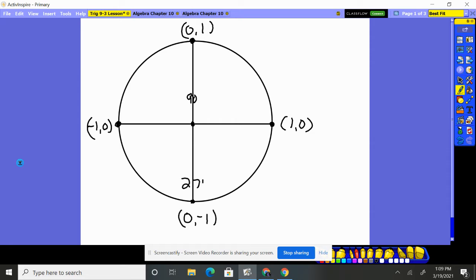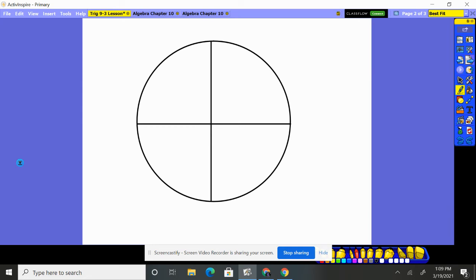So 0, -1. What would 90 have? Oh, it has the ordered pair 0, 1. It's its point location. So we should know that. That's not hard. Now, what about this, though?